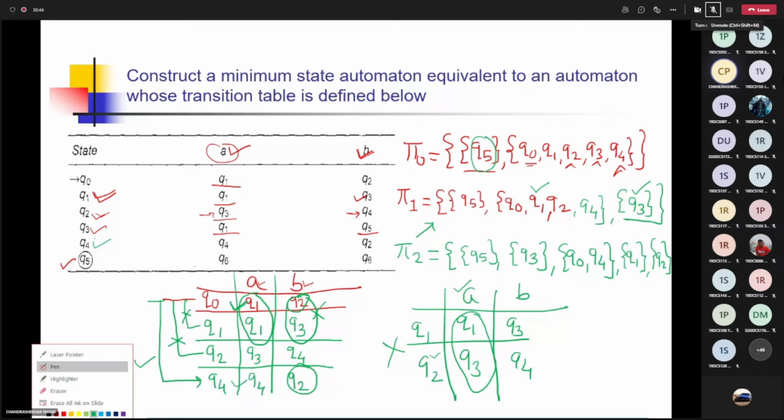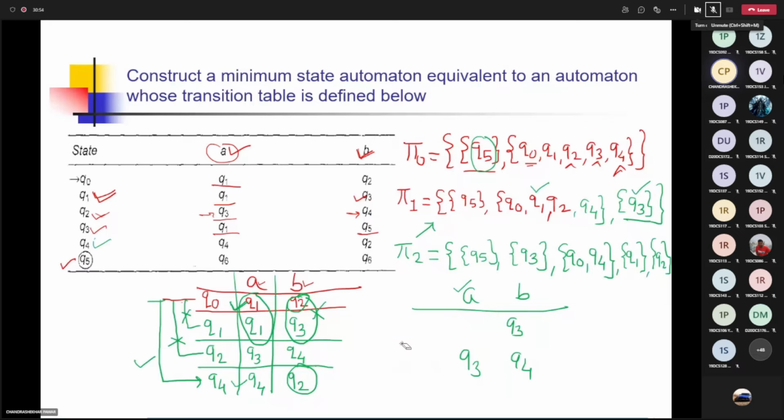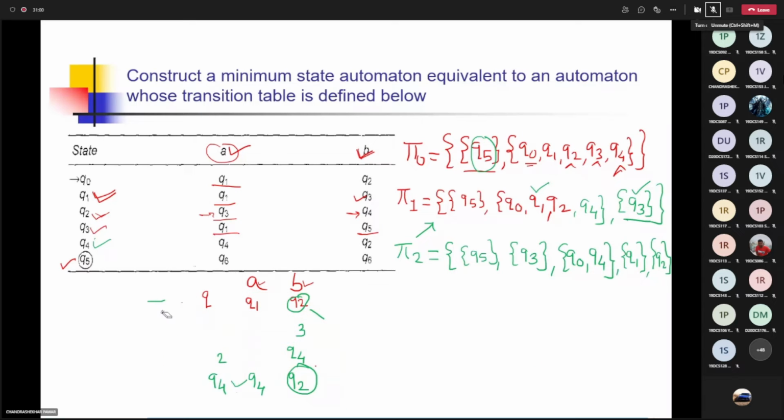Understood why they are not equivalent? Because this 1 and 3 are within the different sets, so no need to check further, because we want the equivalency for all the inputs, not for the single input. Clear? If you have not understood anything, then please ask me now. So here we close this set now.